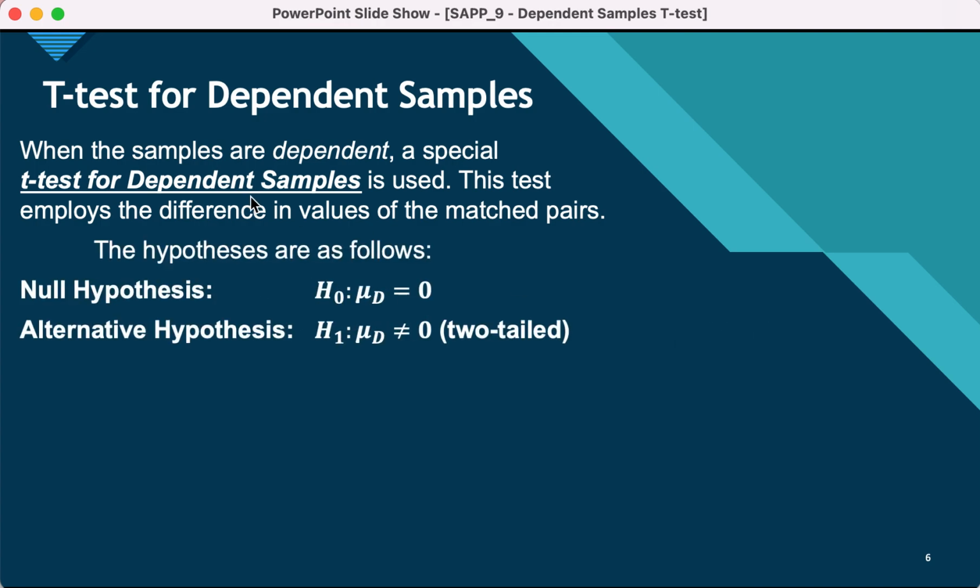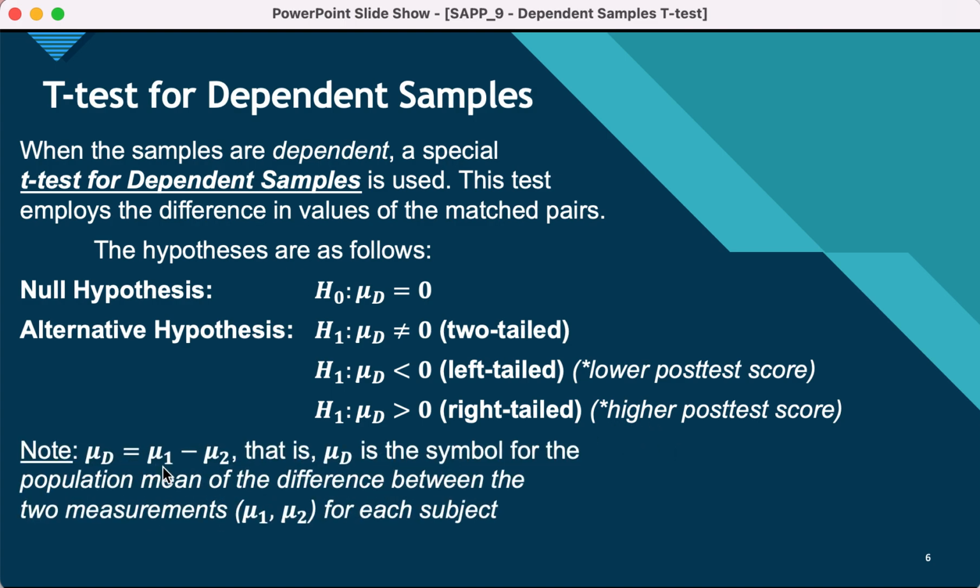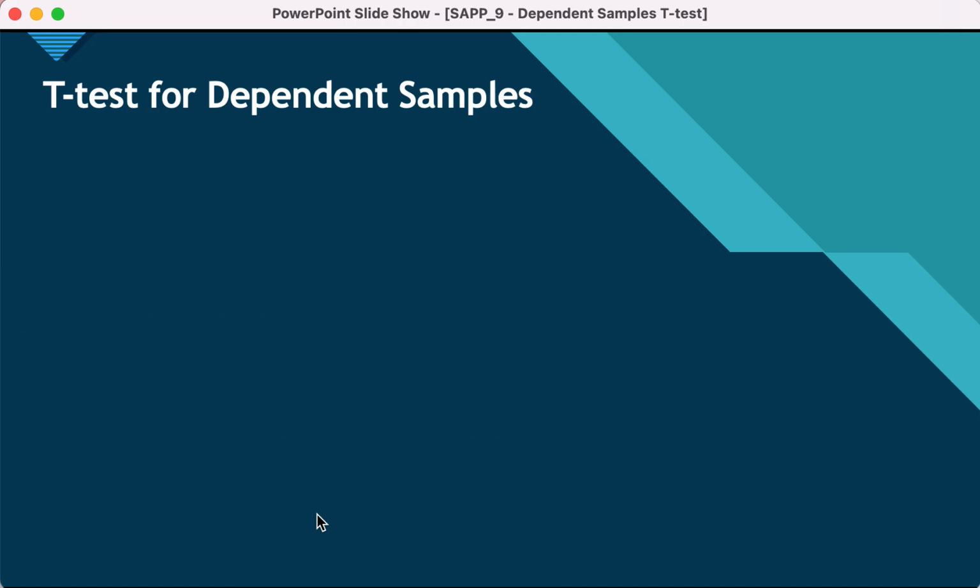So the hypotheses are as follows. The null hypothesis is that the mean of the difference is equal to 0. That's your status quo. The alternative hypothesis is that the mean of the differences is not equal to 0, so it's going to be two-tailed. You can actually use a left-tailed test if you expect that the scores in the post-test will be lower, and if you expect the scores to be higher, you use the right tail. Note that mu sub d is equal to mean sub 1 minus mean sub 2. That is the difference of the two measures, the pre-test minus the post-test, or vice versa.